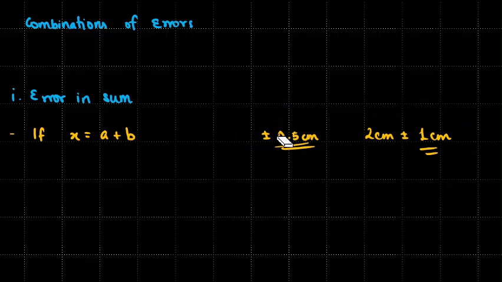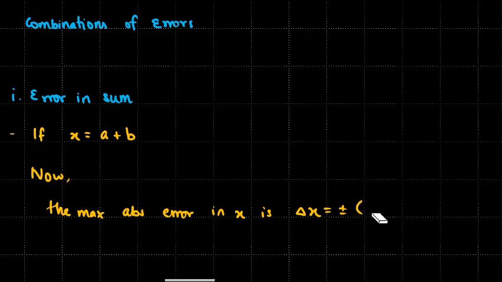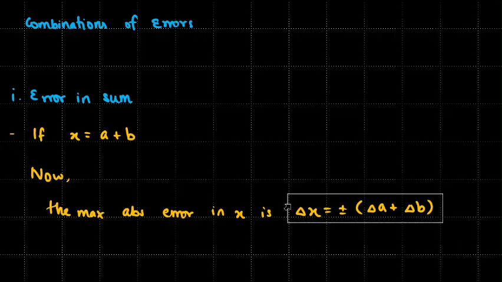So let's first of all see the formula. Now the maximum absolute error in x is delta x equals plus or minus delta a plus delta b. So we are going to look at an example which will make this much more understandable for you.